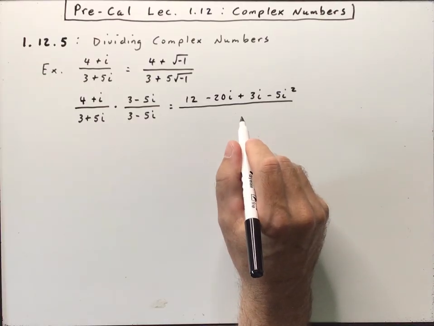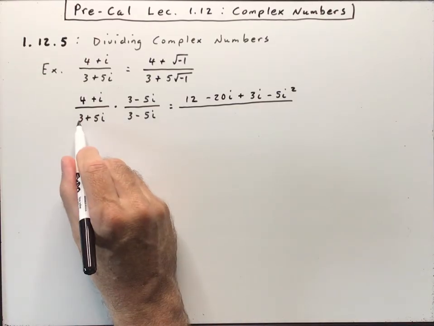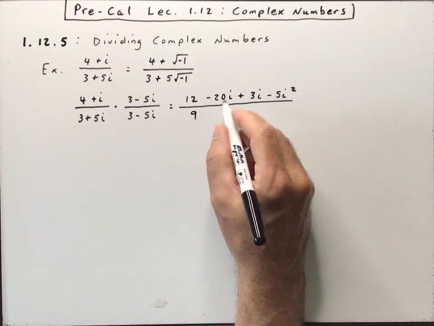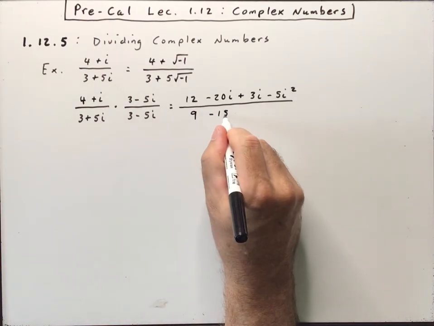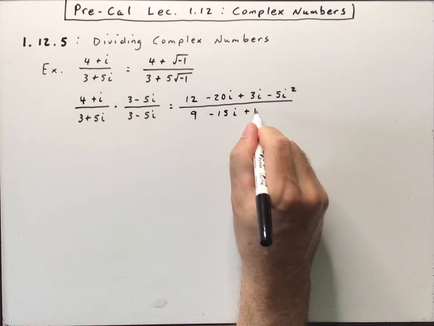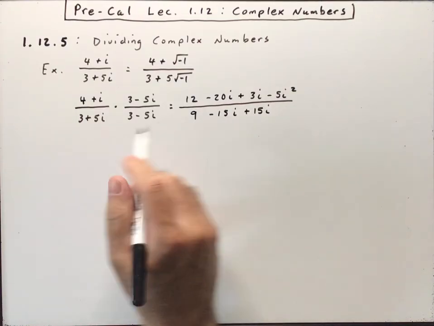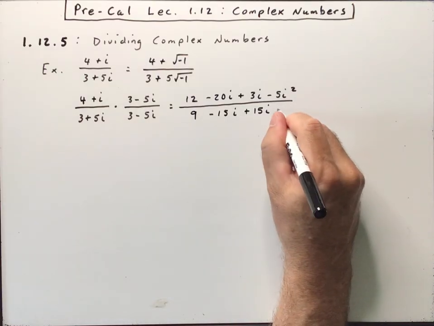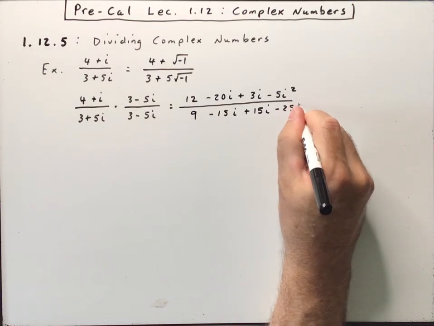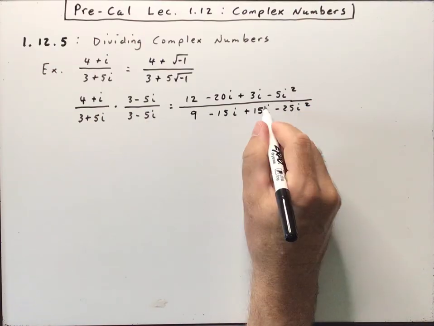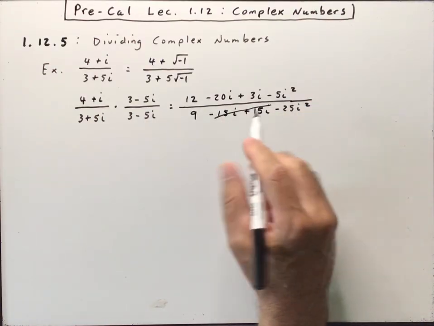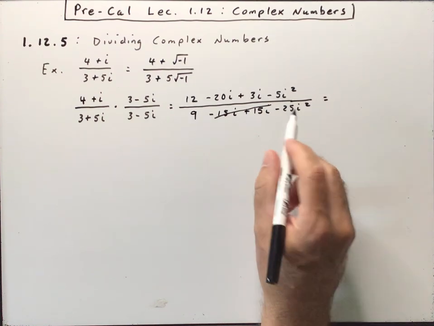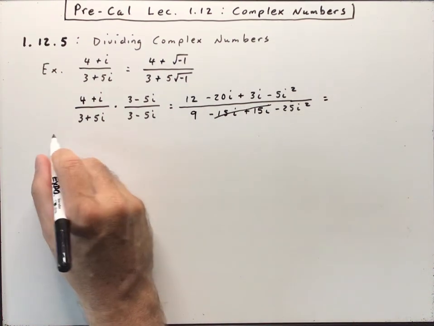Then on the bottom, we're going to have those middle terms go away. So 3 times 3 is 9. And then we would have minus 15i and then plus 15i. That was the whole point of rationalizing, right? And then minus 25i squared. So this part goes away, and that's your radical, your square root of negative 1. So I'm going to do some combining here.